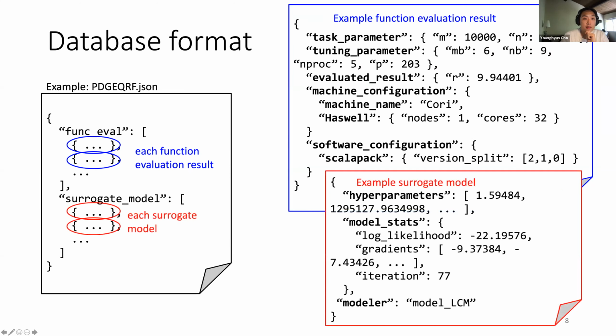And for surrogate models, we mainly record the hyperparameters of the model so that users can reproduce the same model using the hyperparameter information without needing to train this model again. And there is some additional model stats information, like log likelihood or gradients information, which we can use to determine which surrogate model will be more accurate. So this is the high-level view of our database.